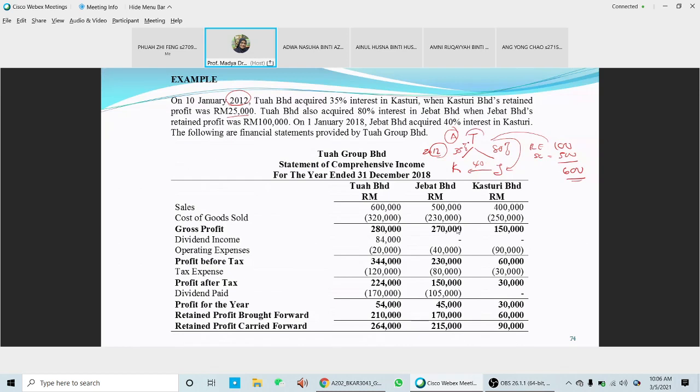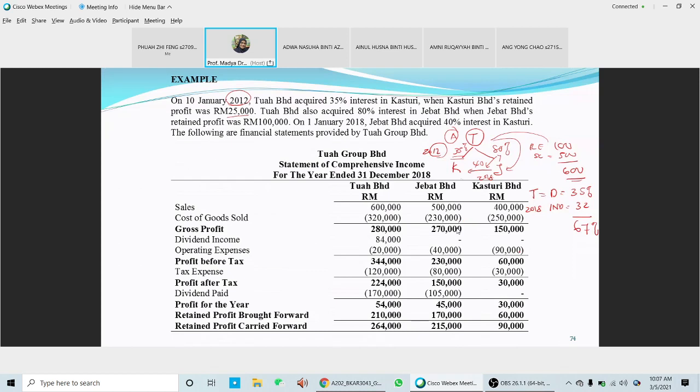So indirectly, Tua has control over Kasturi. Even though before this they only had 30%, they did not have control. But once Jebat acquired 40% in the year 2018, then Tua has control here. Previously Tua had direct 35%. And then on 1st of January 2018, when Jebat acquired Kasturi 40%, indirectly Tua is going to have another 32%, which is 80 times 40. So altogether it is going to have 67%.